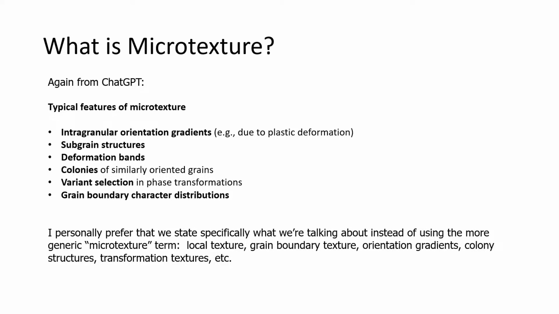I would prefer, when describing some specific distributions, that you use local texture if you're talking about gradients within a grain or within several grains, or use grain boundary texture or grain boundary character distribution, something like this. But you'll hear the word microtexture a lot. It's become very common in the literature. And again, people mean different things when they say microtexture. So you just have to read between the lines and see what they're talking about.